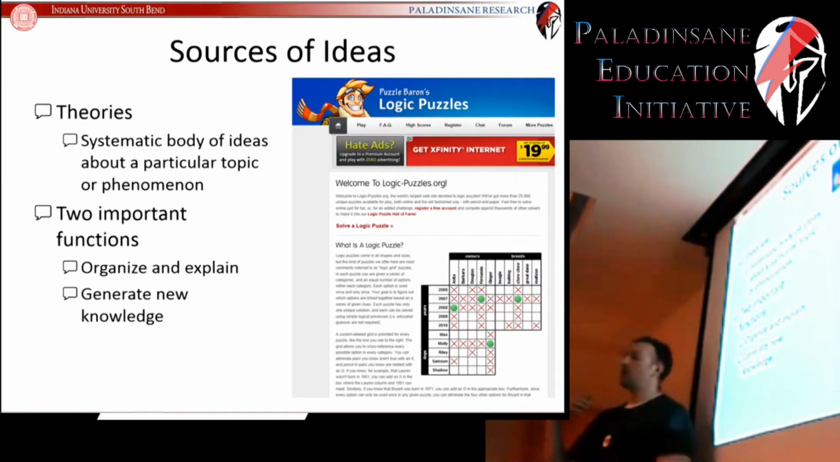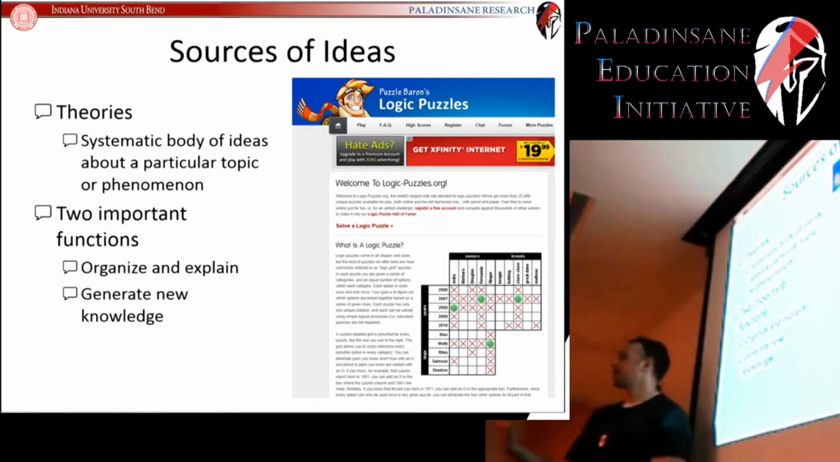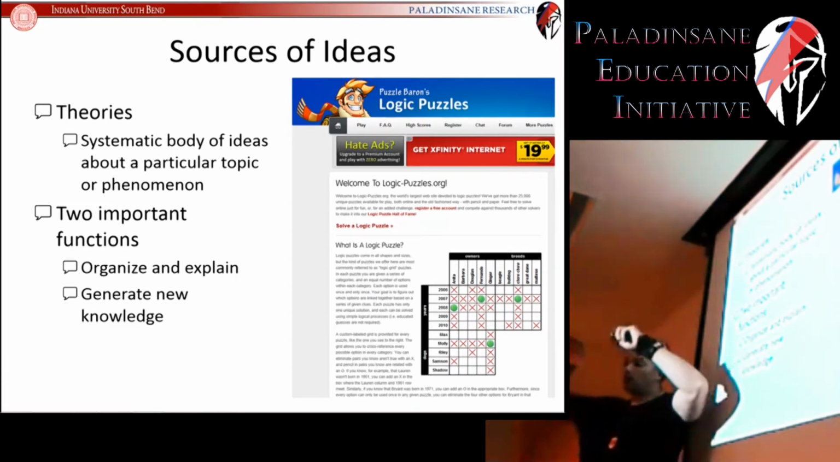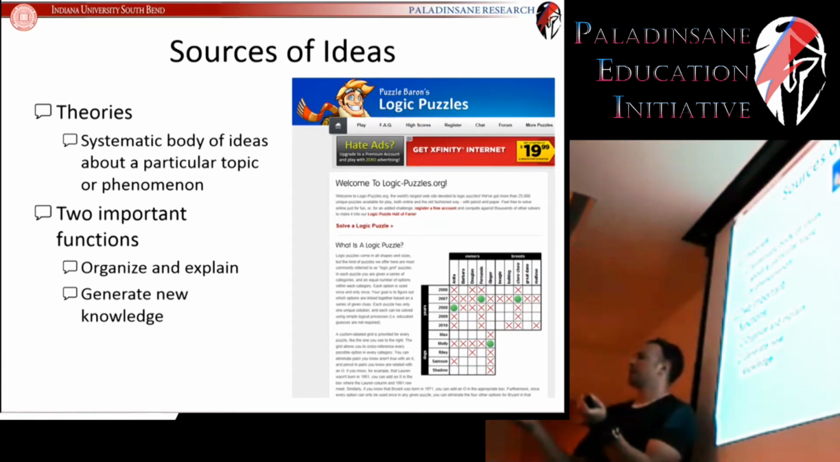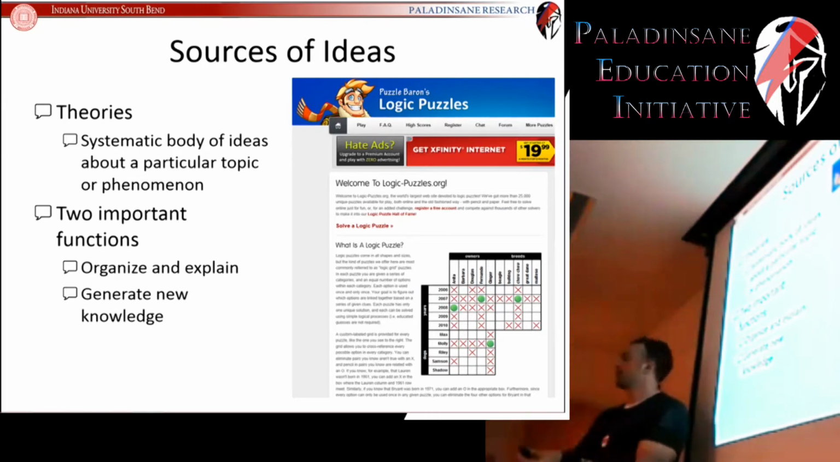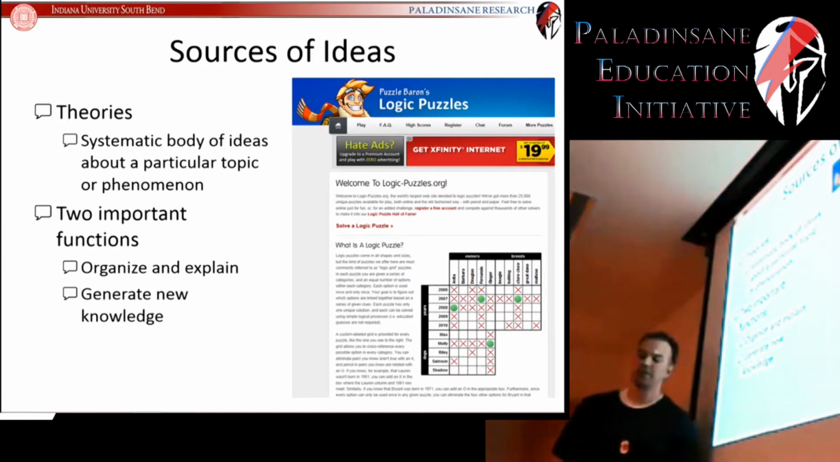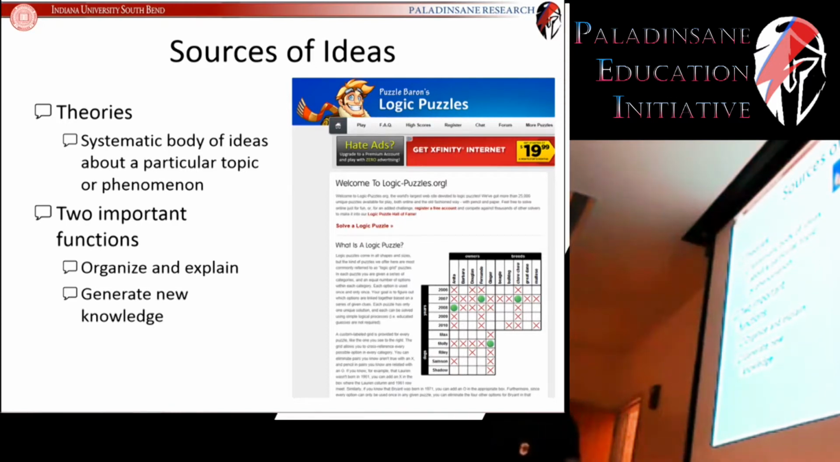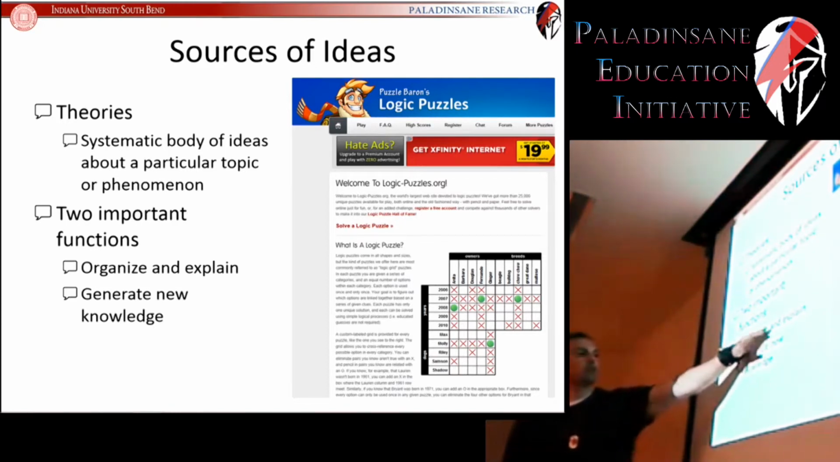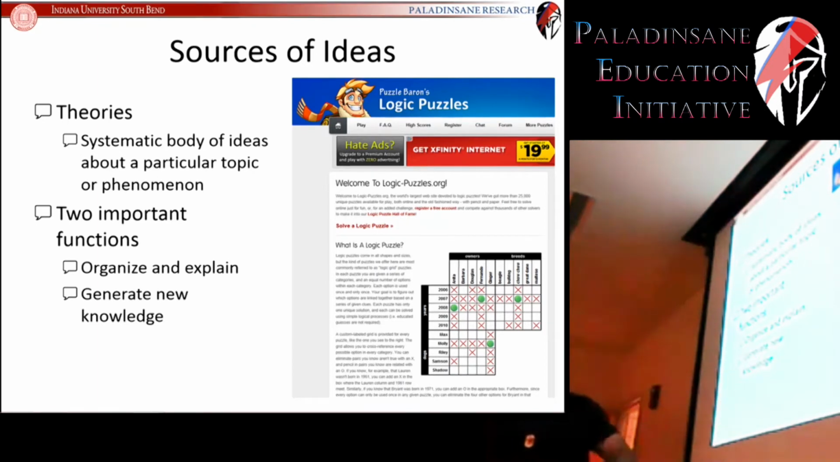It allows you to see holes in current theories. So organizing all the theories in cognitive psychology allowed us to find that we really don't have anything that can deal with consciousness. So that's why a lot of work is being done with that right now. So that's one of the ways that it helps us to get this new knowledge.